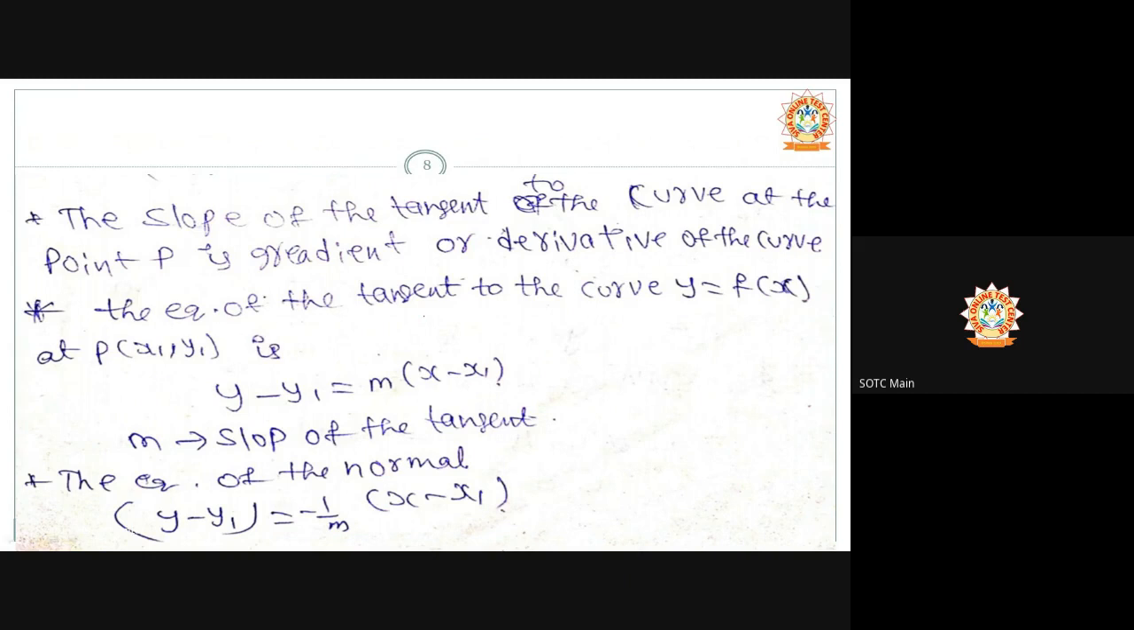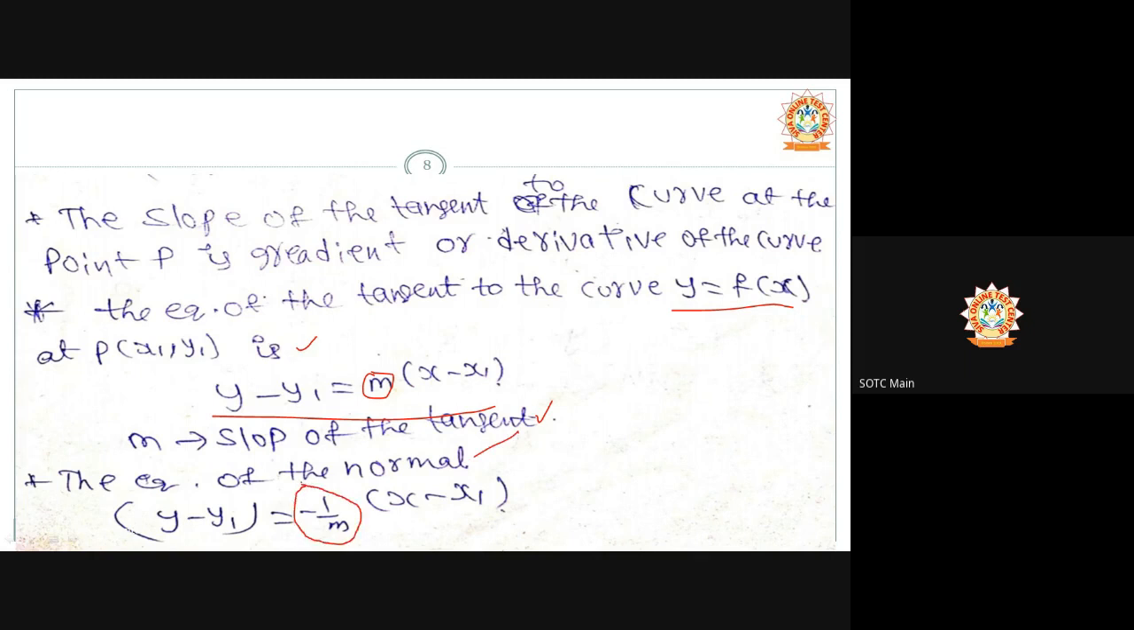So the equation of tangent: if the curve is y equal to f of x, at a point P(x1, y1), then your equation of tangent is given by y minus y1 is equal to m into x minus x1, where m is the slope of the tangent, right? So the slope of the tangent is nothing but your m. And one more thing, the slope of the normal is minus 1 by m. Remember this thing.